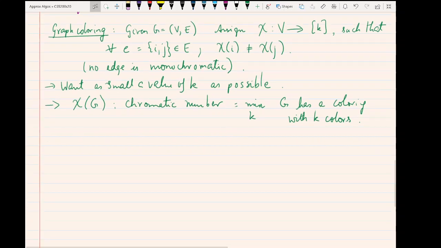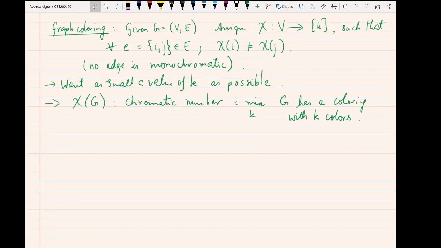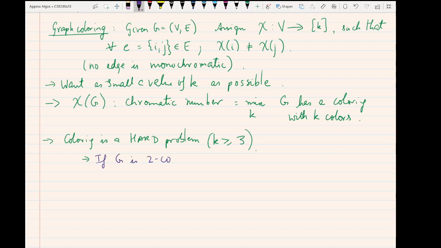So now, it turns out that coloring is a really hard problem. And we'll get some idea of how hard it is when we see the algorithm. But it's actually hard just for all values of k greater than or equal to 3. What do I mean by this? If a graph is two colorable, then you can find a two coloring. And this is just the problem of whether the graph is bipartite or not.